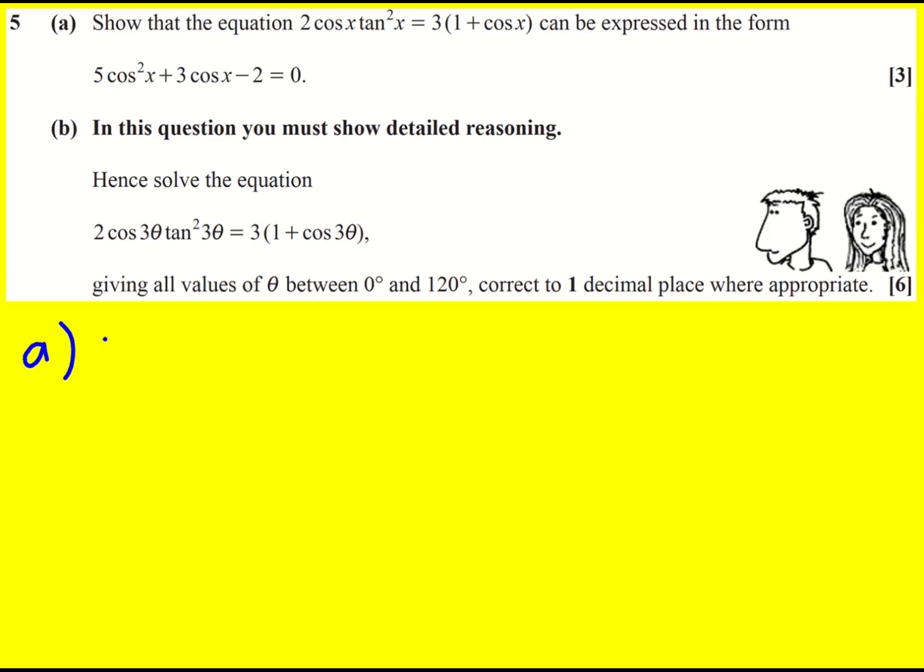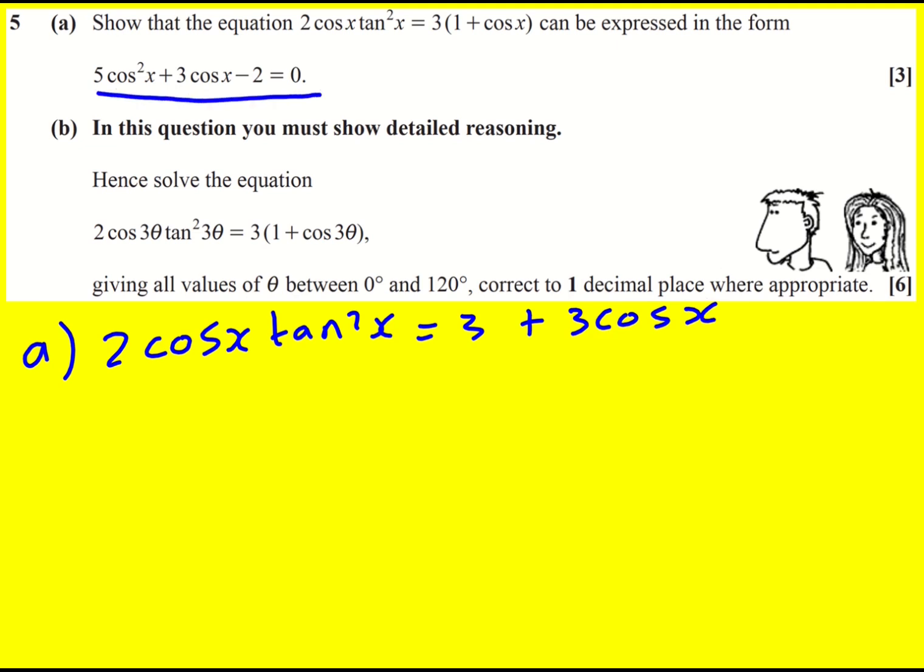We're asked to take this equation, 2 cos x tan squared x equals 3(1 plus cos x). And actually, I'm going to expand it out straight away. I'm going to start my working right away and show that it becomes this hidden quadratic. Now remember, if you can't get there, then you can still do part B. That's quite important to know because sometimes it happens to all of us.